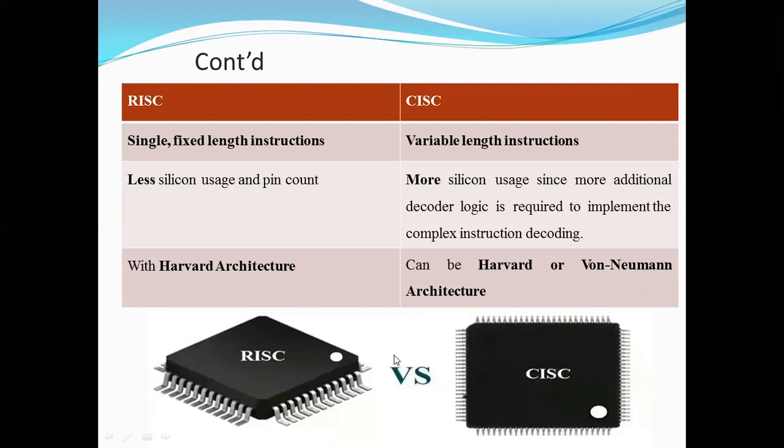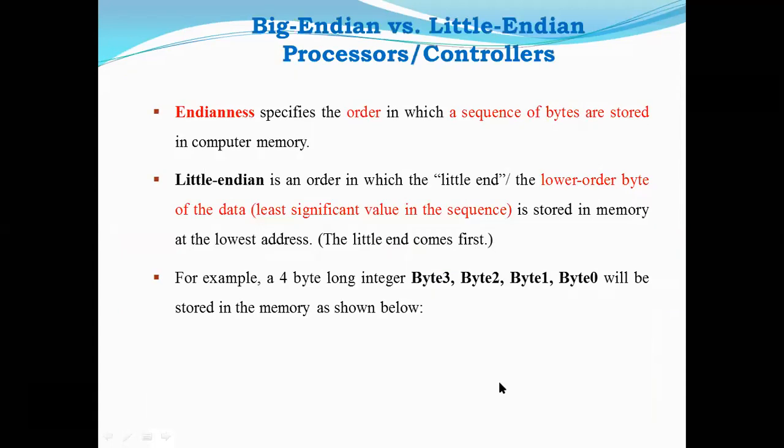Okay, so this is one difference. Next we will see the big endian versus little endian processor. So already you have learned why they are telling about the big endian and the little endian processor. Some of the processors that are used in the embedded system either follow little endian or big endian. So what do you mean by little endian?